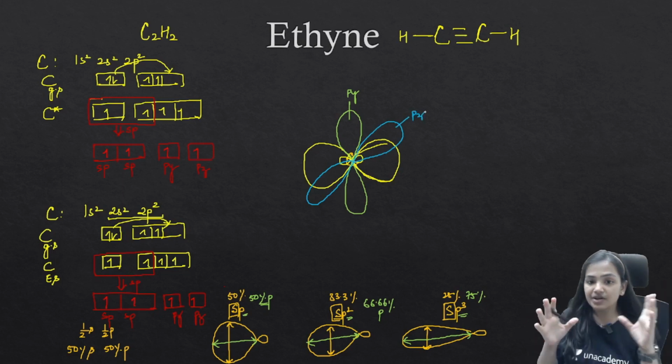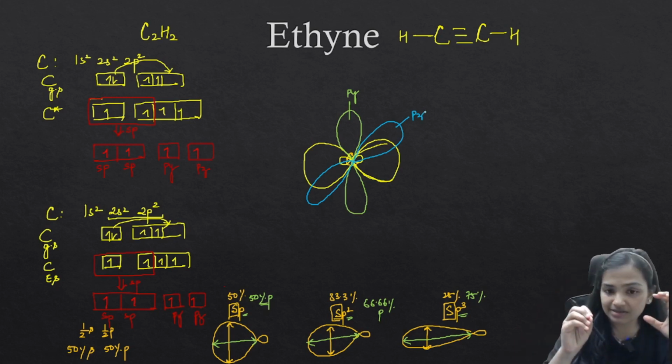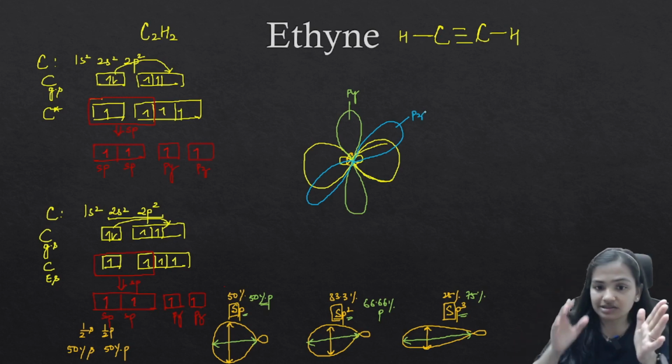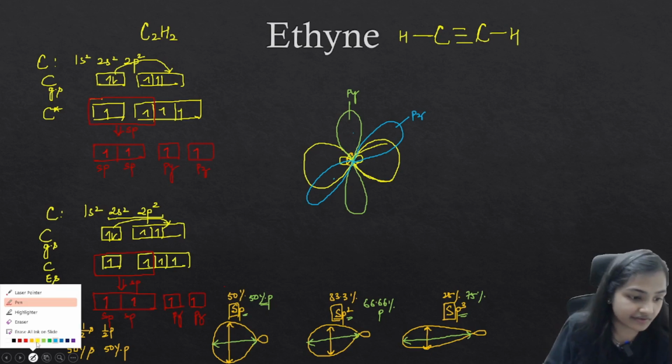Is this clear? This is the sp, the one with the fatty major and minor lobe. The p orbital is a normal dumbbell shape. Both the lobes are the same. Here also both the lobes are the same. Just to distinguish, I have drawn them with different colors.